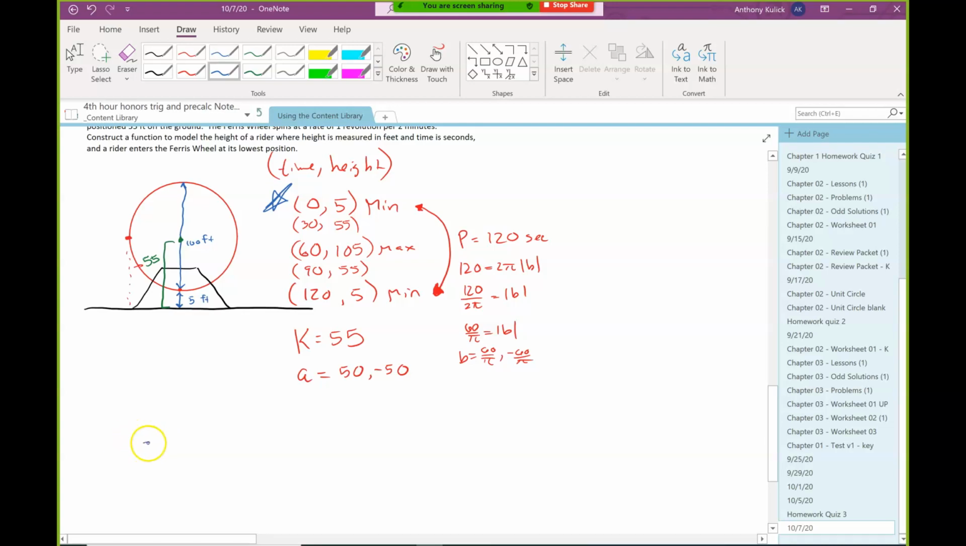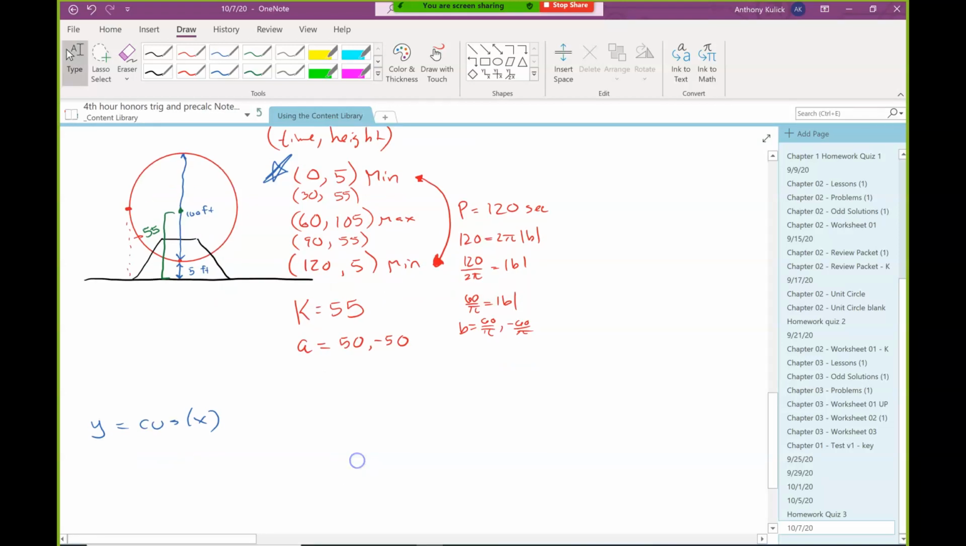So if we're going to do this as a sine function, let's do that one. Actually, let's do the cosine function first. Why not? So what's an answer for the cosine function? So what would the h be? Or a possible h? There's lots of them.